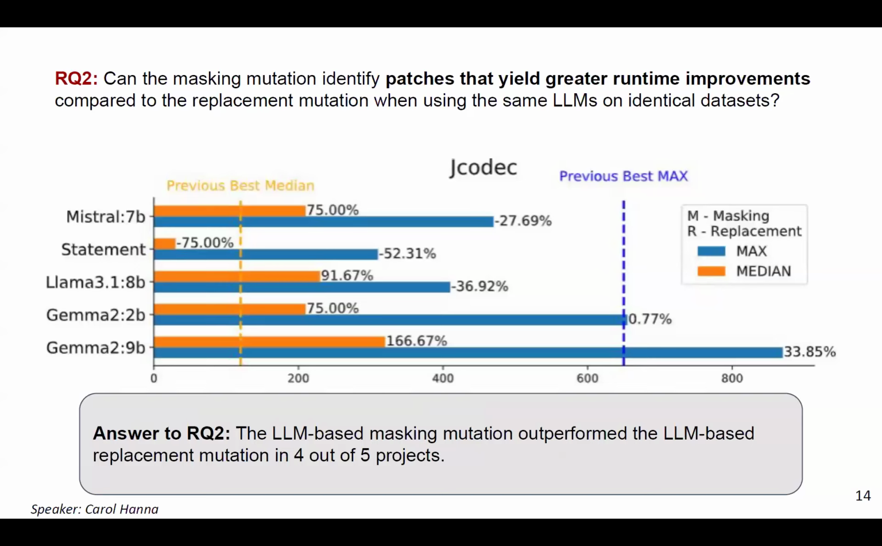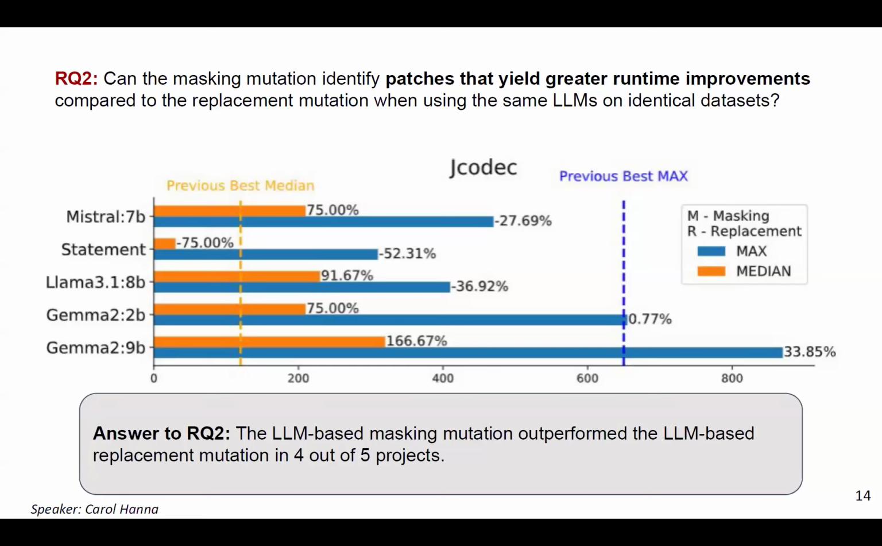Okay, with the second research question, we then look at the patches that yield greater runtime improvements. We have the 4 models with the masking mutation, and then the traditional statement edits in the second row. The blue presents the maximum, and then the orange presents the median in terms of runtime, and the x-axis is in milliseconds, by the way. Yes, Bill? And we have the dashed lines that show the previous best median and the previous best max.